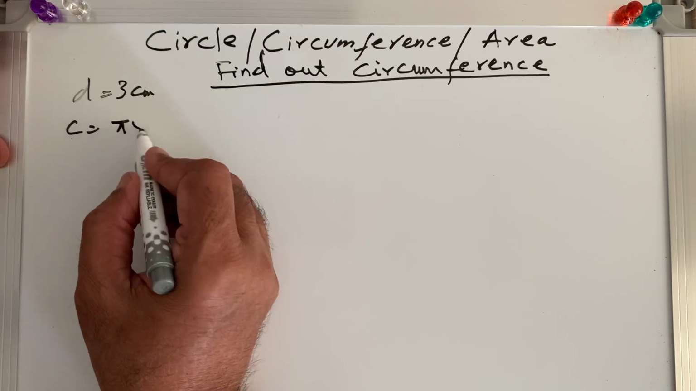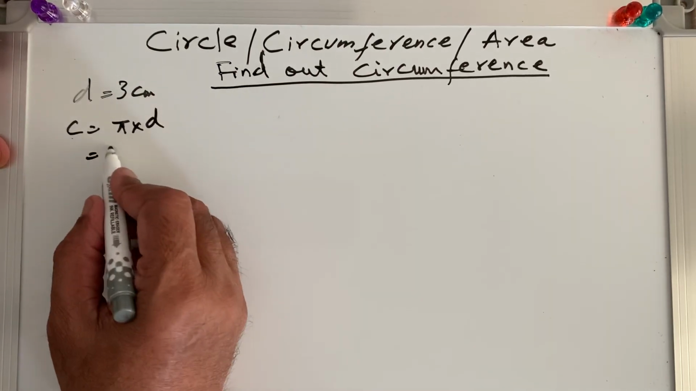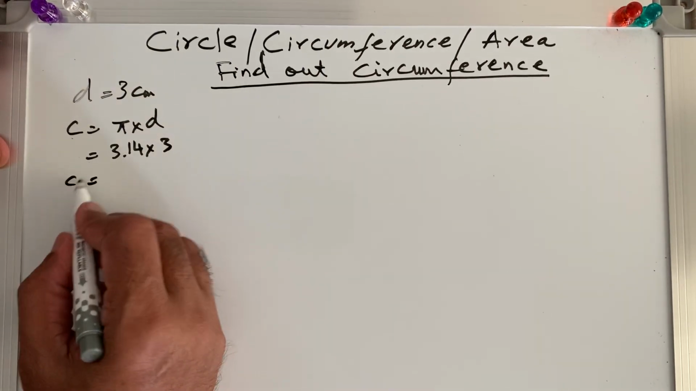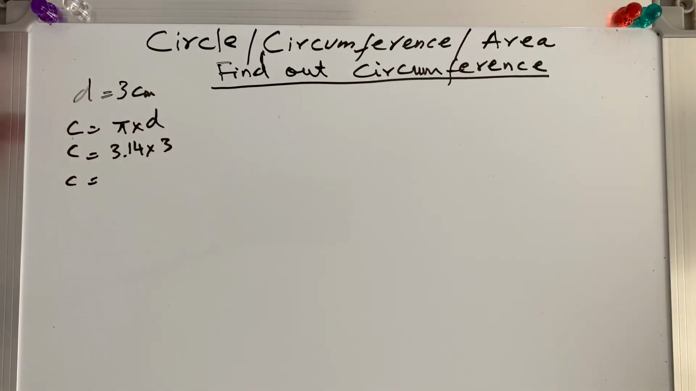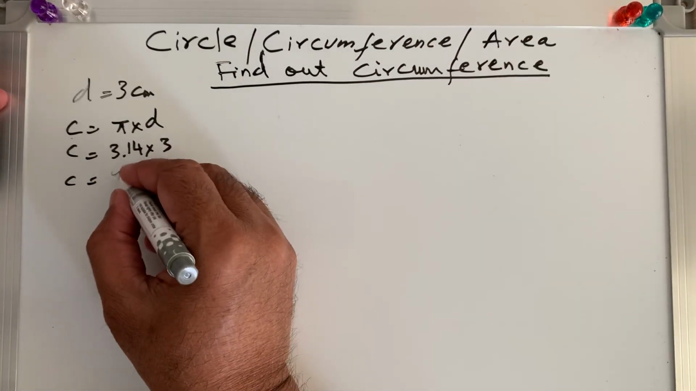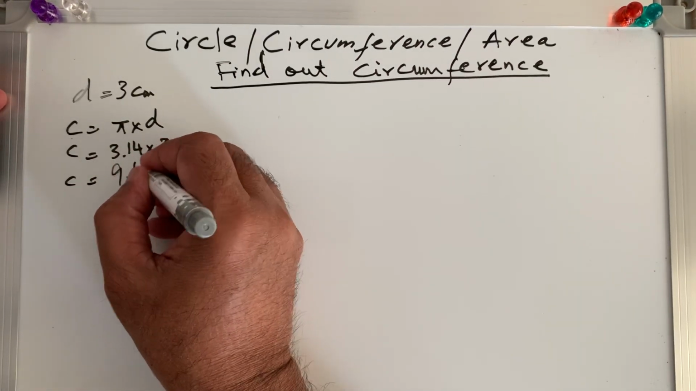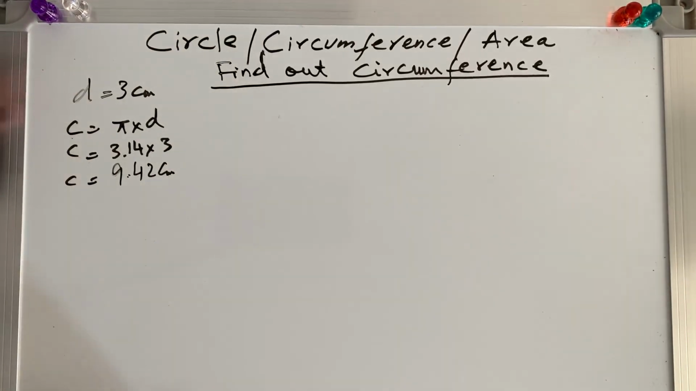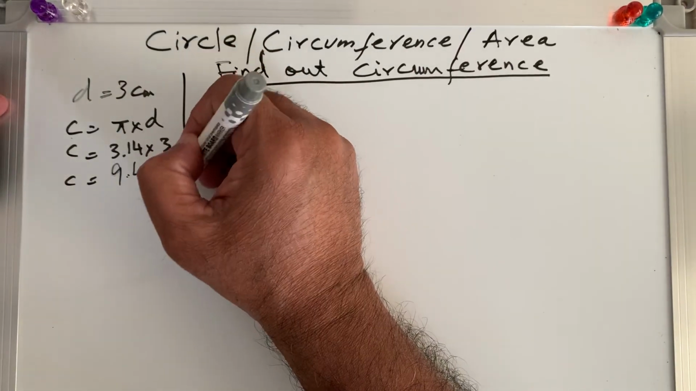Pi times d, right? So pi is 3.14 times d, which is 3, and you do it by calculator. 3.14 times 3 equals 9.42. So your answer is 9.42 centimeters, right? It is the circumference of the circle, so this is your answer.